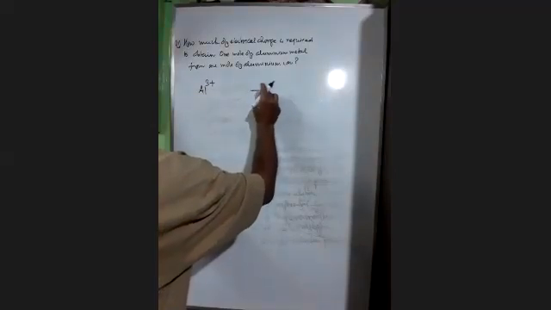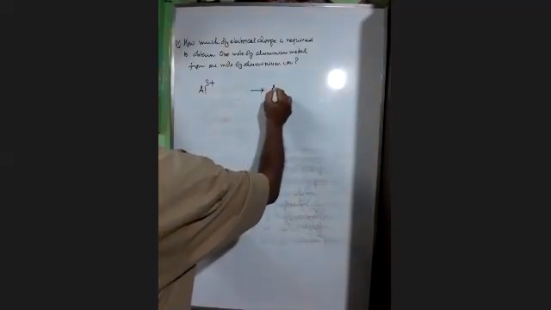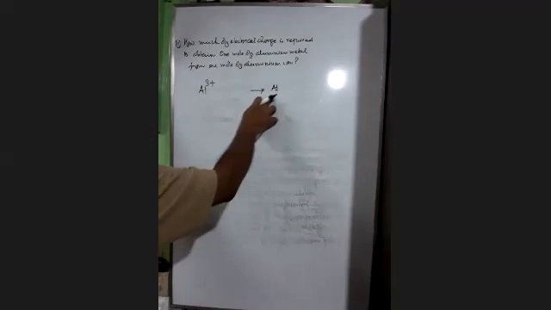How much electrical charge is required to obtain 1 mole of aluminum metal from 1 mole of aluminum ion? Let me write the equation. Aluminum has a charge of 3. I want to get aluminum. So this is Al3+ and this aluminum is neutral.